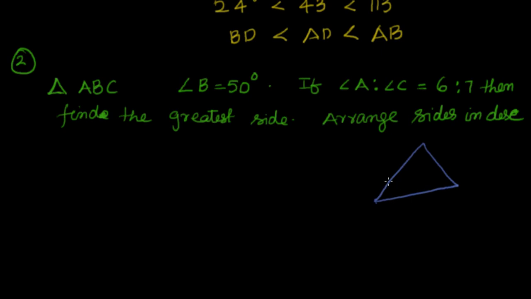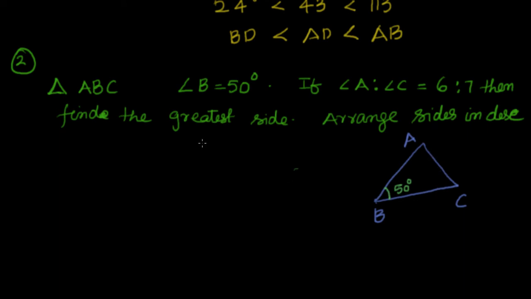I know that angle B is 50. I'll just take this as A, this is B, and this is C. I know that angle B is equal to 50 degrees. I don't know about angle A and angle C. Now what I have to do is find out the greatest side. I can do that only when I know all the angles of the triangle. If I know the angles, then I can go to the side which is opposite to that angle, and I can place them in the same order as that of angles. So the first step is to find out all the angles here.